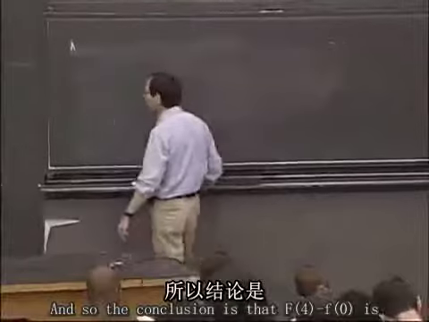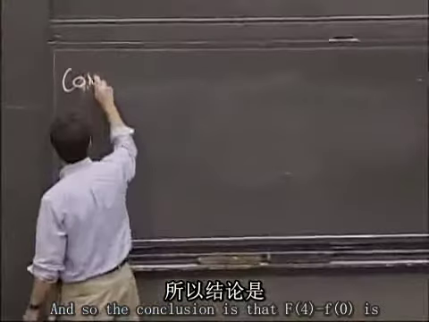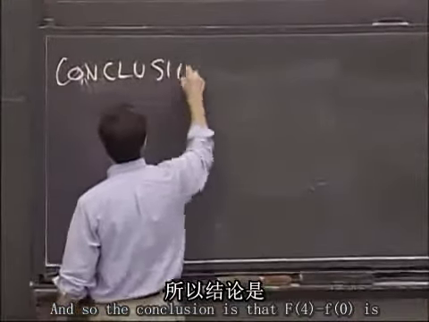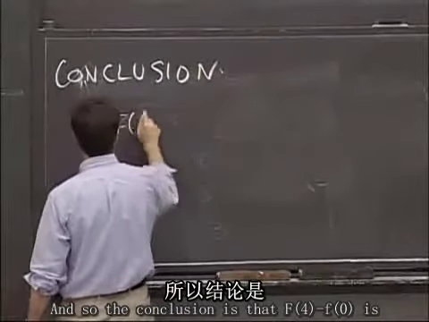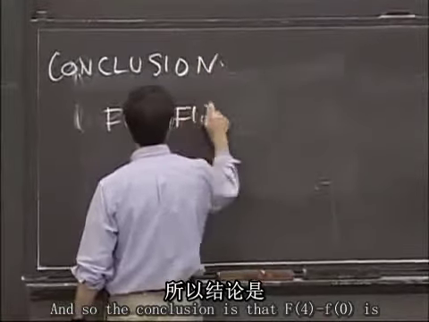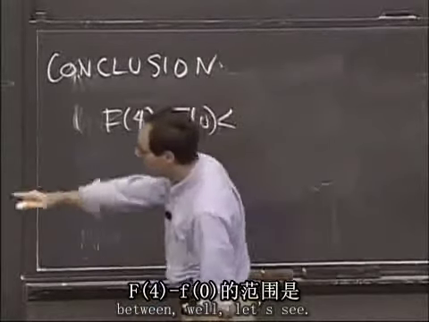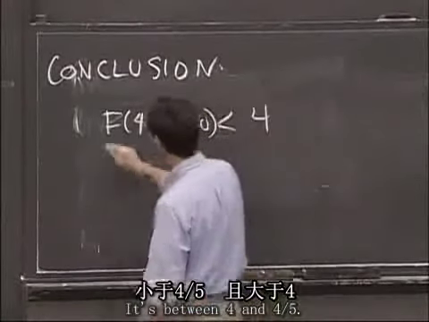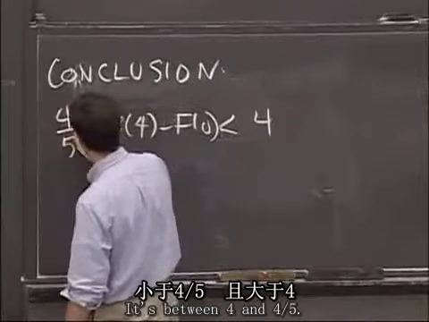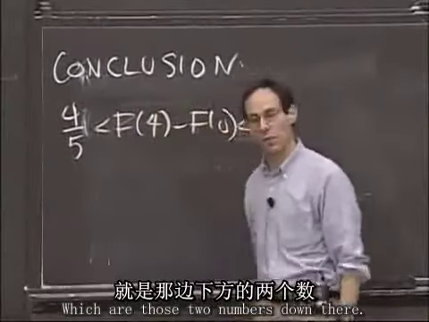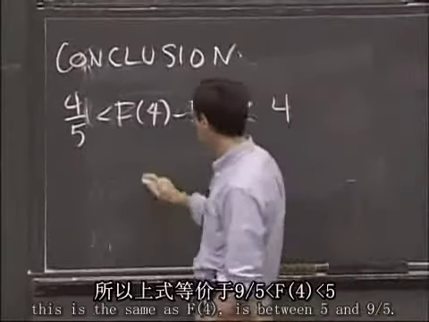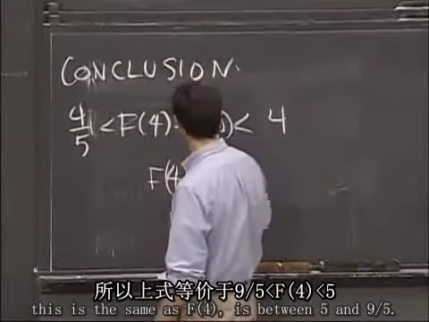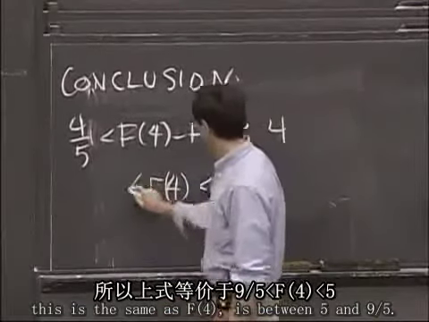And so the conclusion is that F of 4 minus F of 0 is between, let's see, 4 and 4/5, which are those two numbers down there. And if you remember that F of 0 is 1, this is the same as F of 4 being between 5 and 9/5.